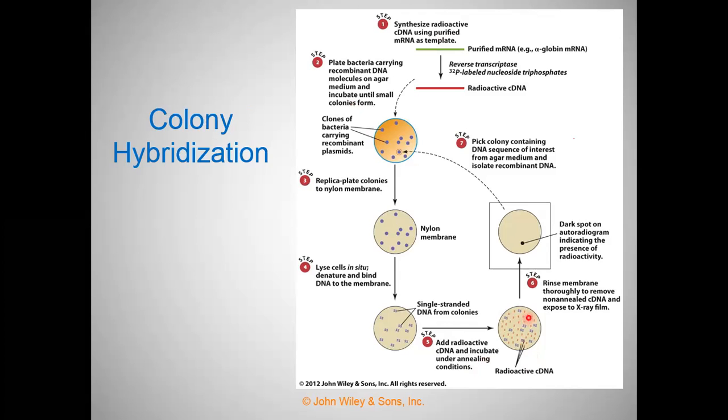Okay. Now we wash out all the other DNA which is not bound to the nylon membrane, and only the bound DNA will remain in place. Now we can find out where that DNA is placed. We look at the plate and find out which bacterial colony contains our gene of interest. Now we need to pick this colony from the agar medium and isolate the recombinant DNA. We will isolate this recombinant DNA again to check whether it is our required DNA or not.